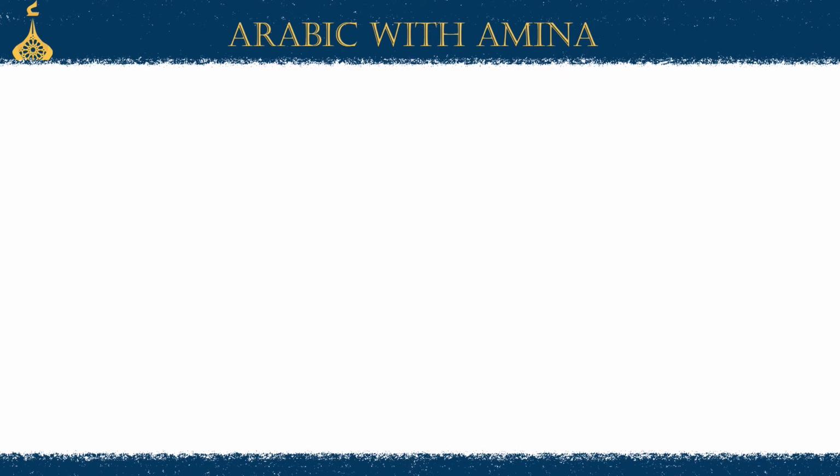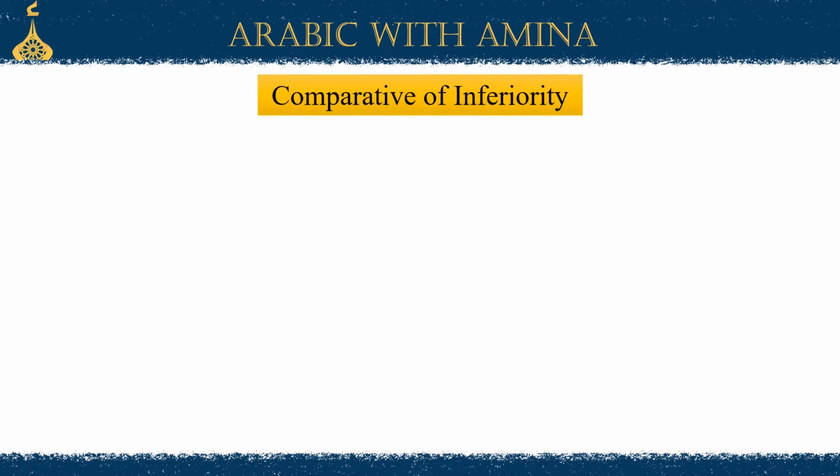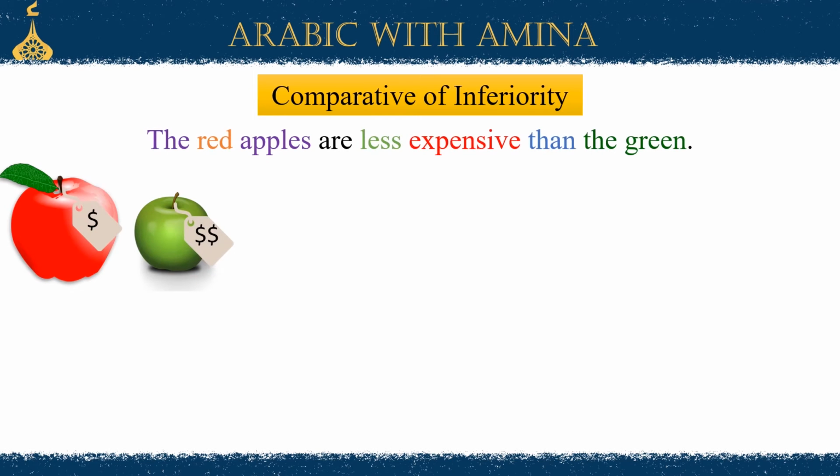Moving on to comparative of inferiority. The red apples are less expensive than the green. Here we are using the word less, followed by our adjective, followed by than. In Arabic, very similar, the word less is أقل, and same way we did with comparative of superiority, it will be followed by the noun and not the adjective, and then by the word min.